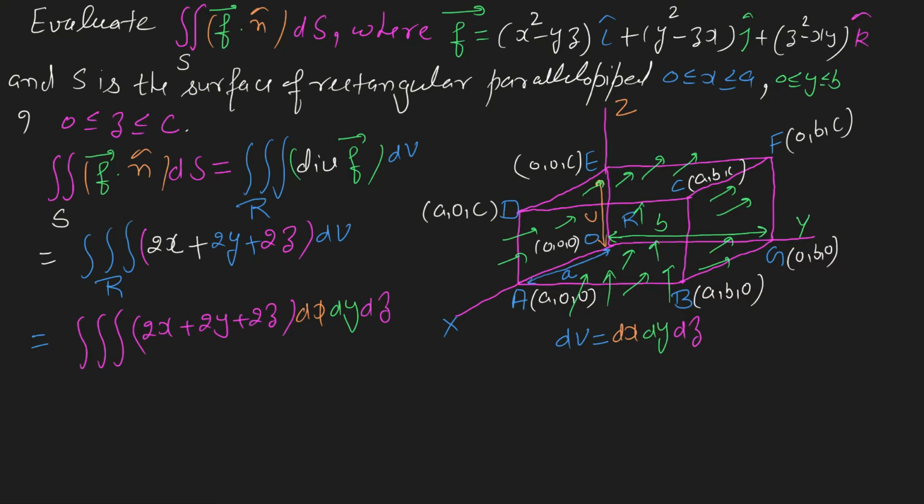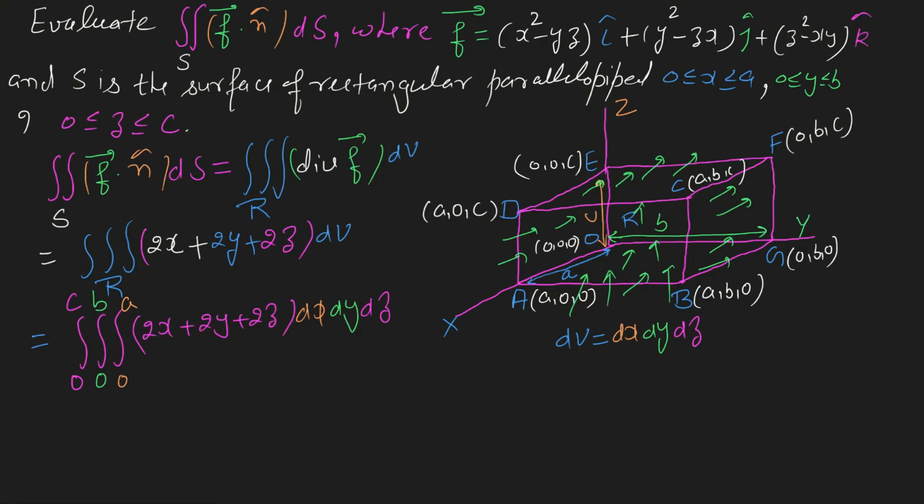Now what are the limits for x? Limit for x is from 0 to a, because on the x-axis it is changing from 0 to a. So this will be 0 to a for x, and limits for y will be 0 to b. So it will be 0 to b, and limits for z, this is 0 and this is c, so it will be 0 to c. So limits for z will be from 0 to c.